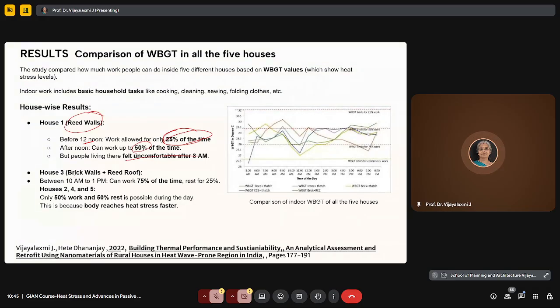House 3 is made up of brick wall with reed roof. This is a reed wall plus reed roof. Between 10 a.m. and 1 p.m., they could work for 75% of the time and should rest for 25% of the time. Whereas in houses 2, 4 and 5, they can work only 50% of the time and 50% rest should be given during the day. This is because the body reaches heat stress faster.